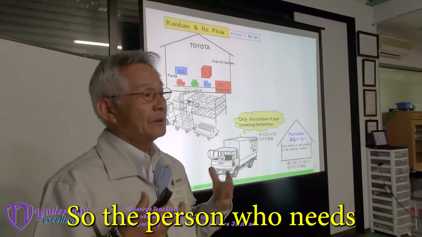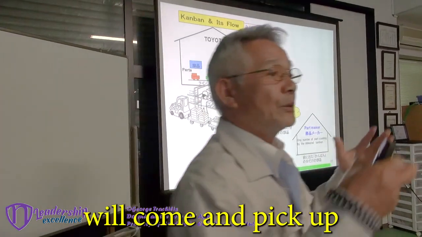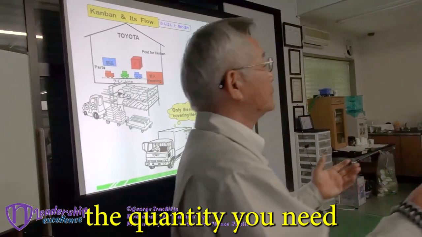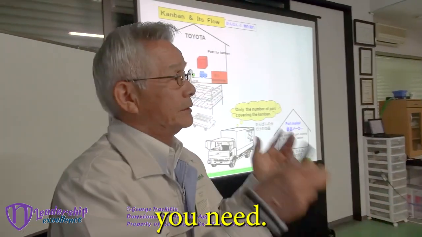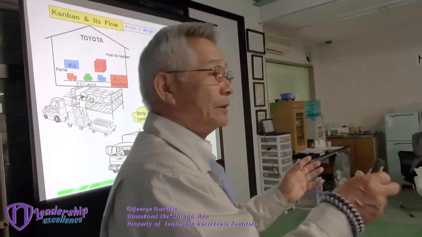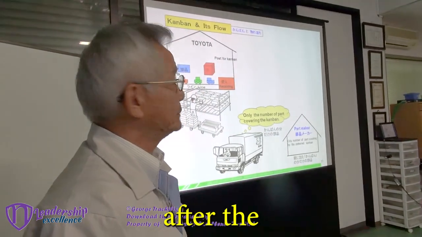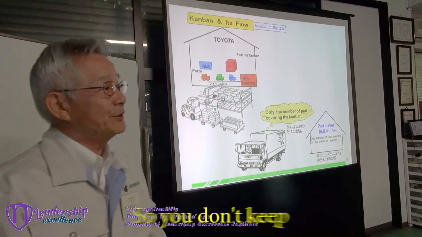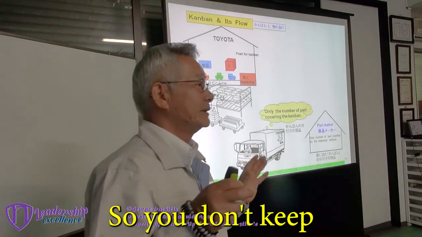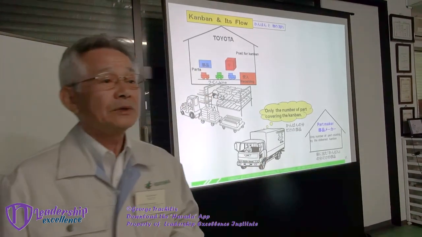So the person who needs, which is the post-process, will come and pick up the quantity you need and the products you need. And then the previous process will manufacture after the parts are pulled. So you don't keep any extra inventory in this manner.